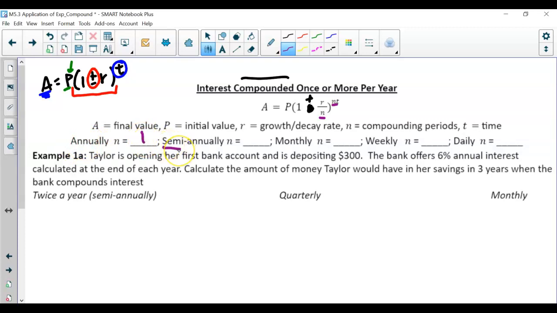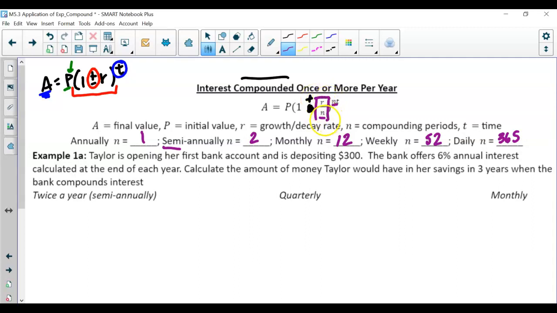Semi-annually means twice a year, right? So n is going to be 2. Monthly, well, how many months are in the year? 12. So we would use 12. How many weeks are in the year? 52. How many days are in the year? 365. So now notice if we see that keyword compound followed by how many times, then that is the value of n.